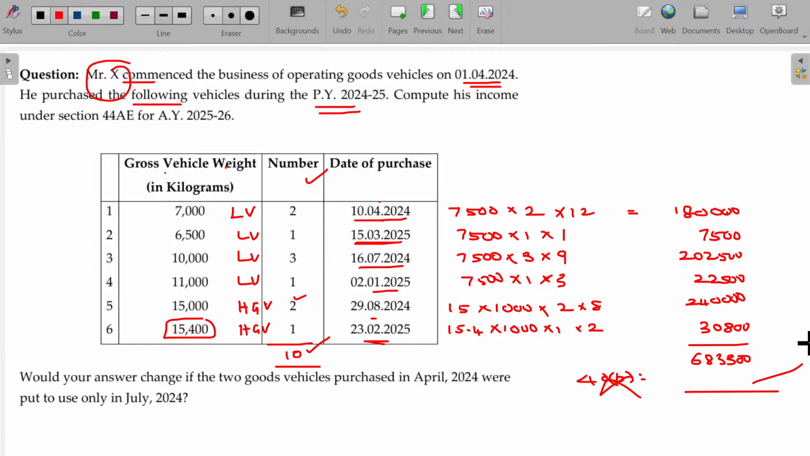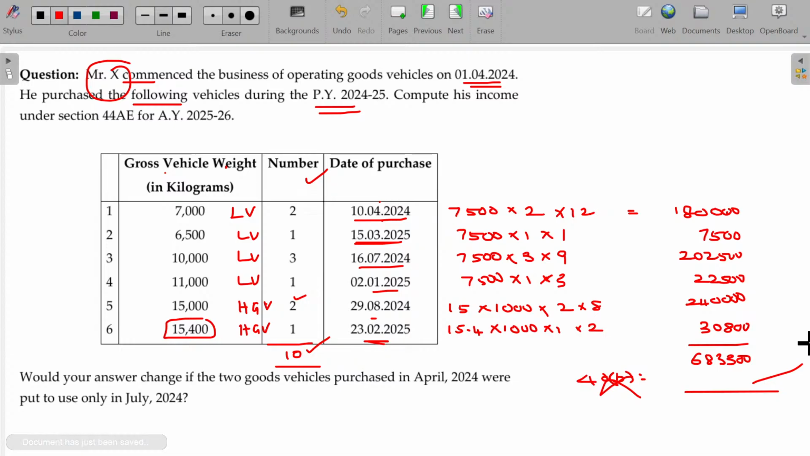He may say that, sir, I didn't drive the vehicle the entire year, sir. Lockdown, I kept it idle, sir. Then what can we do? Naturally, you have to pay the tax as per these rules only. But otherwise, you have to go and maintain the books of accounts, get it audited, and pay the lesser tax. That is also applicable. Clear? So 44AE provisions are also over.